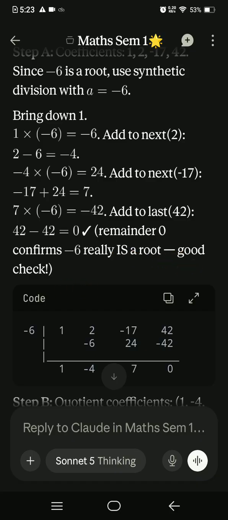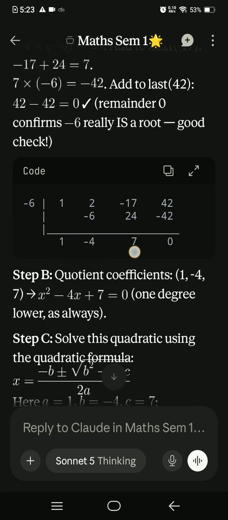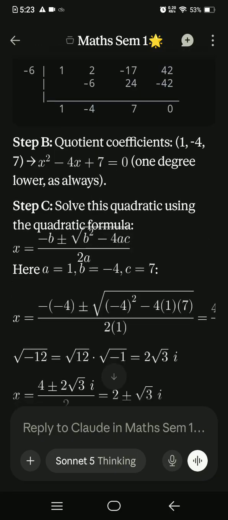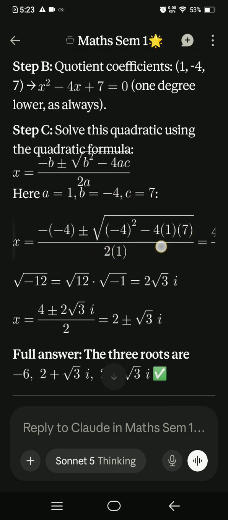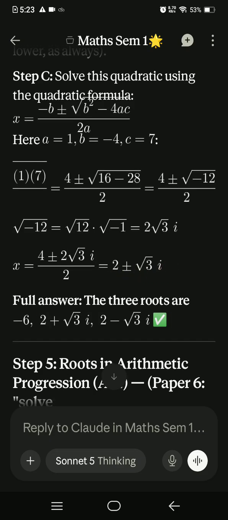Go check. And now we have minus 6, 24, what? Wait, we have 1, minus 4 and 7. So x square minus 4x plus 7 equals 0. 1 degree lower as always. So now step C is to solve this quadratic using the quadratic formula. We have our coefficients, using the quadratic formula we now have 2 of our roots. So full answer, the 3 roots are these.